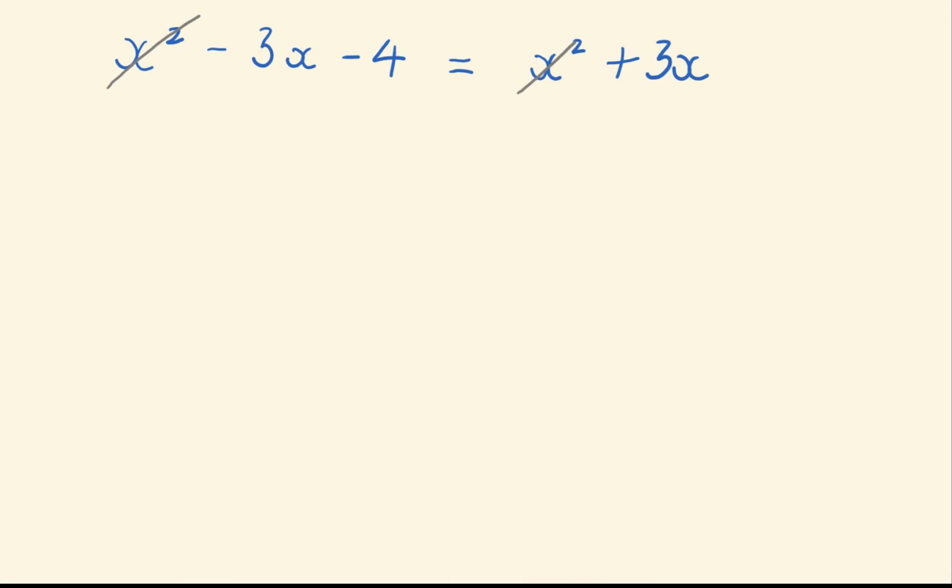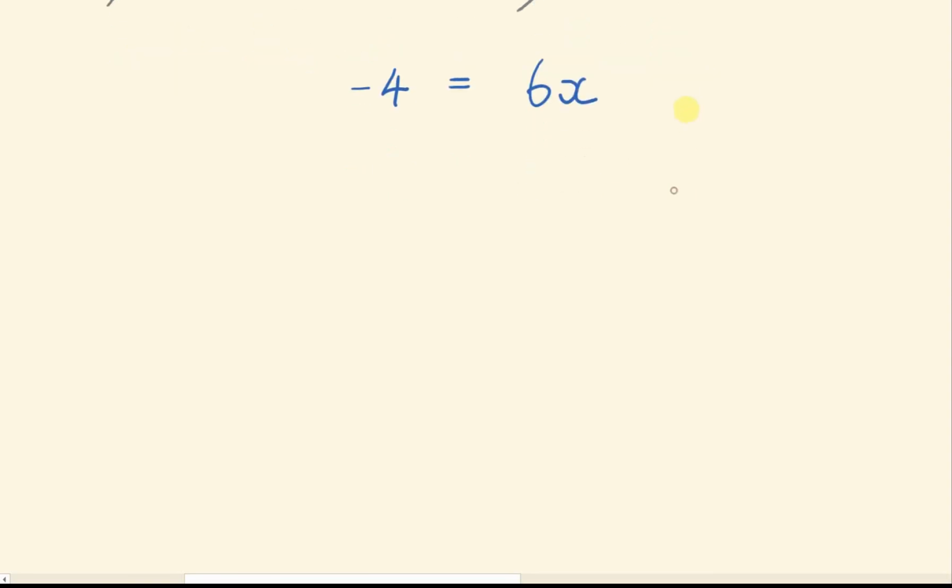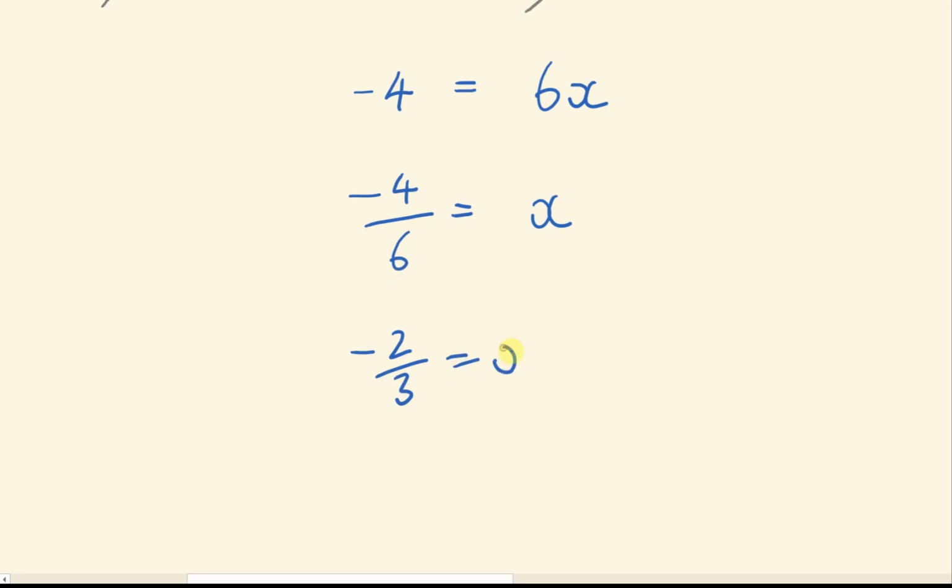To solve any equation, you want all the x's on one side and all the numbers on the other side. So opposite of minus 3x is plus 3x. So after this equation here, and now to solve it for x, we just divide it by 6. So x will be minus 4 over 6, which simplifies down to minus 2/3.